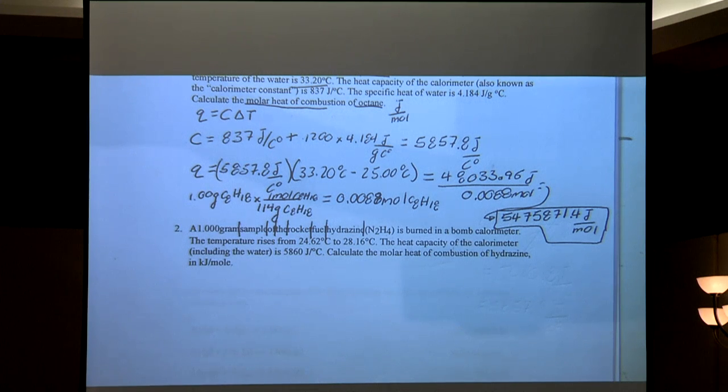In a coffee cup, you're putting the substance in water, whereas in a bomb calorimeter, you're putting it in a closed chamber, and remember, the heat has to go through the metal, the water, and then the tank. So it's the heat capacity constant for all of that. Whereas with a coffee cup, we're just worried about the water.